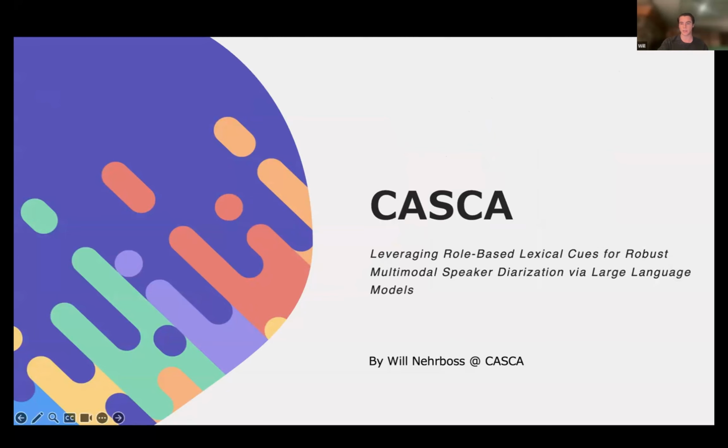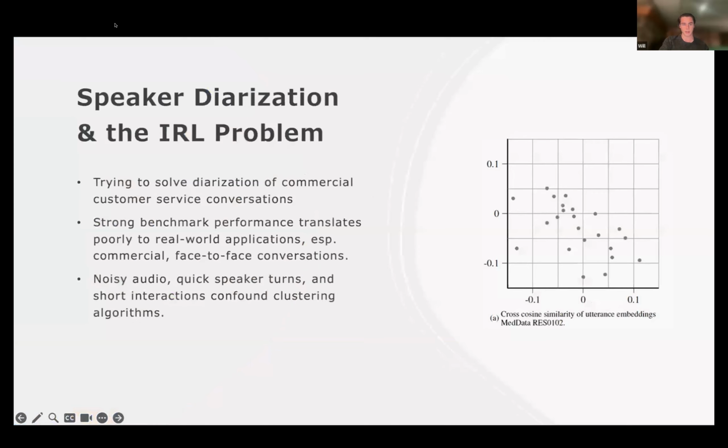Today I'm going to be talking about my paper, Casca: leveraging role-based lexical cues for robust multimodal speaker diarization with large language models. I'll start by talking a little bit about the problem that we were trying to solve in this paper. And that is the problem of the poor performance of some of the state-of-the-art and most popular speaker diarization tools in real life.